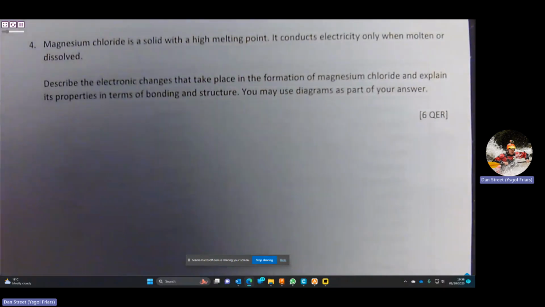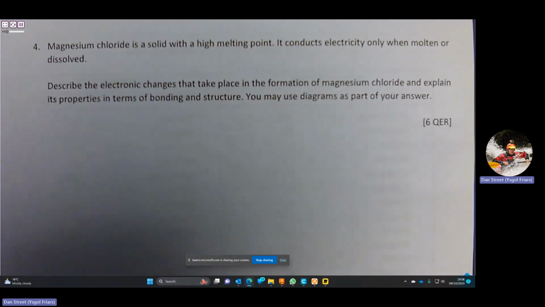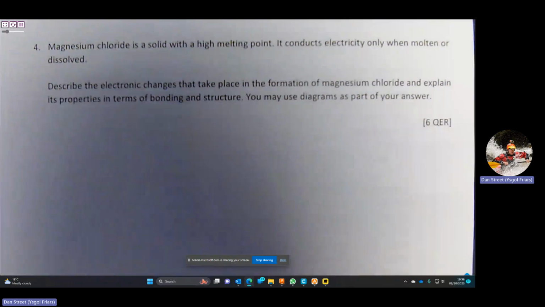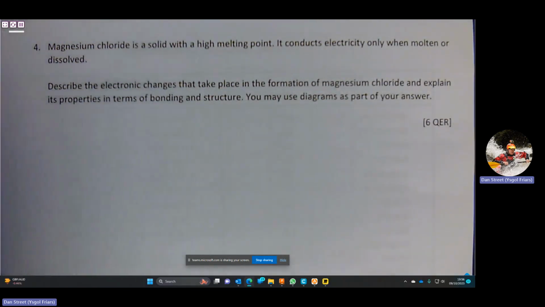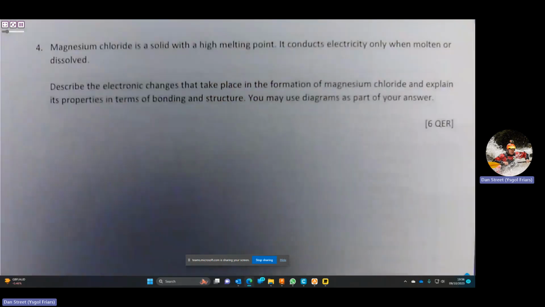Okay, and then question 4, which is the QER question, says magnesium chloride is a solid with a high melting point. It conducts electricity only when molten or dissolved. Describe the electronic changes that take place in the formation of magnesium chloride and explain its properties in terms of bonding and structure. You may use diagrams as part of your answer.